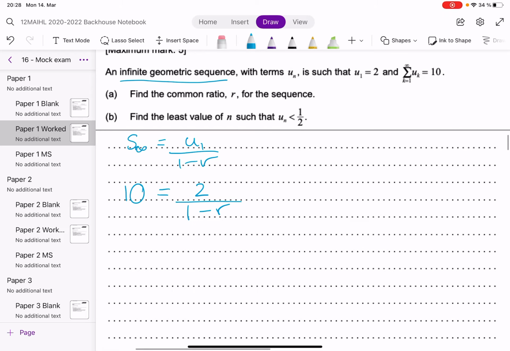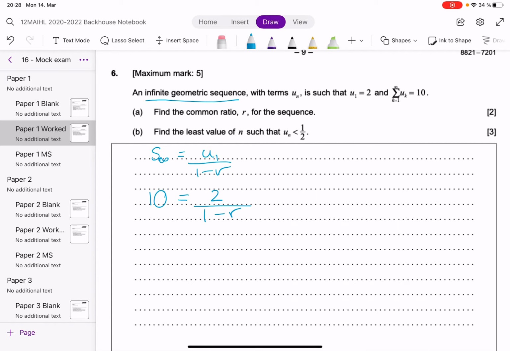We want to find r. We just solve this for r. 1 minus r equals 2 over 10. So 1 minus 2 over 10 equals r. r is 0.8. So that was part A. Part B. Find the least value of n such that un is less than a half.